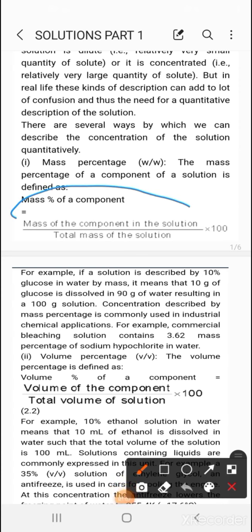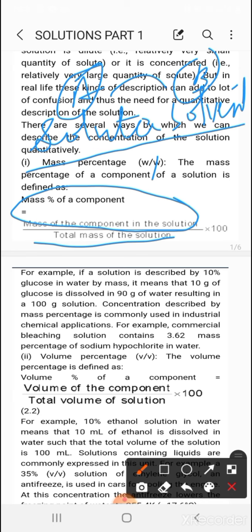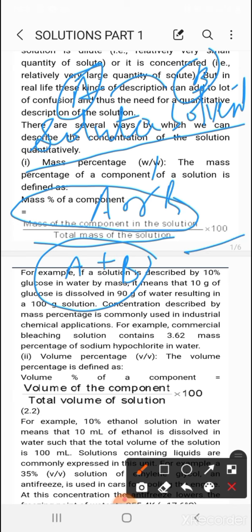Means you divide the mass of one of the components, this one component can be solute and the other component can be solvent. So suppose this is A and B, you can take the mass of any of these components and divide by the total mass of the solution. The total mass of solution constitutes solute plus solvent. So total mass of solution means A plus B. So A plus B total mass, and the mass of A or B multiplied by 100 will give you the mass percentage of that solution.